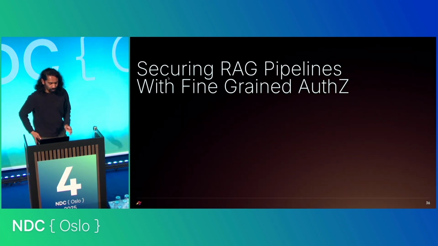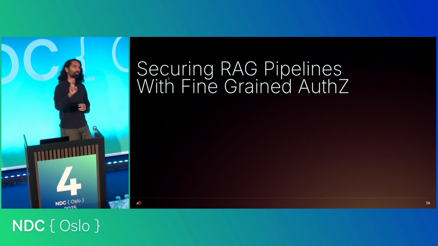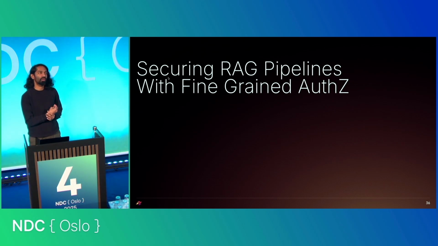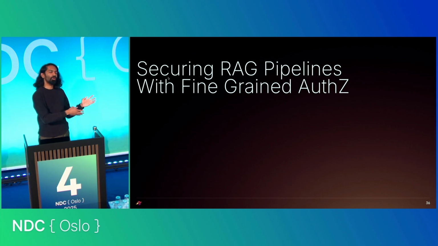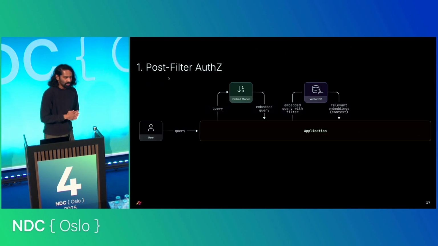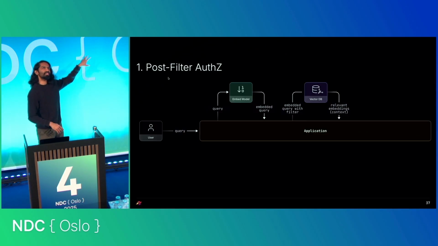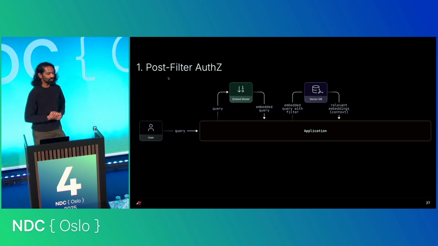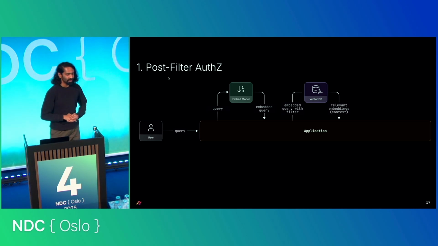All right, so there are fundamentally two ways you can actually secure your RAG pipelines with fine-grained authorization, and they're called post-filtering and pre-filtering. Let's look at the first one, which is post-filter. Again, we're looking at a very standard RAG pipeline where you have a user, have a query, the query goes into an embedding model, and then that goes into your vector database.